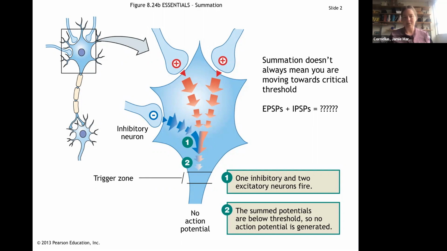But summation can also be adding a negative impact, right? So adding an inhibitory effect on the membrane potential. And so this could have the overall effect of at least making it more difficult to reach threshold and maybe preventing it entirely.